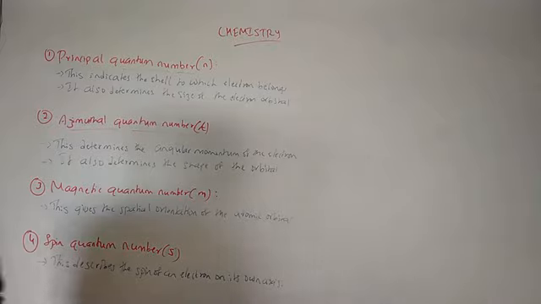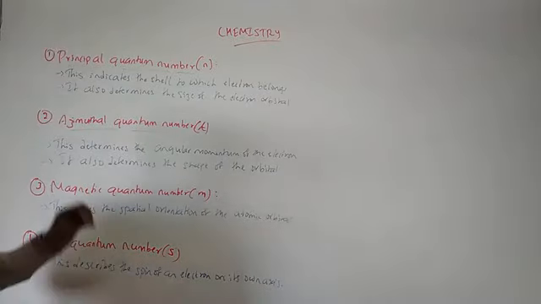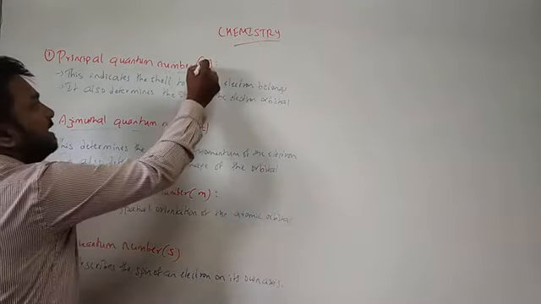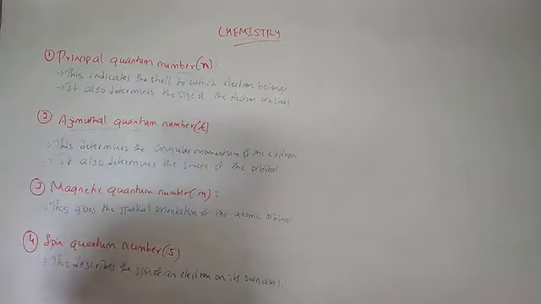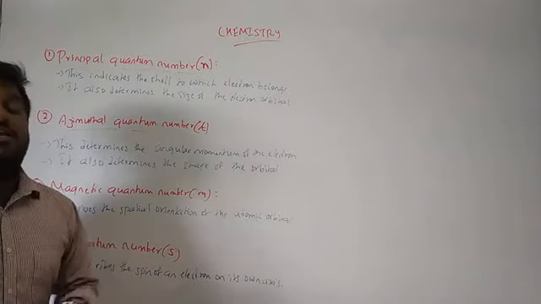Yes, students, now let us understand these 4 quantum numbers in depth. The first one is the principal quantum number, and it is indicated by the letter n, small n. This principal quantum number indicates the shell to which the electron belongs.